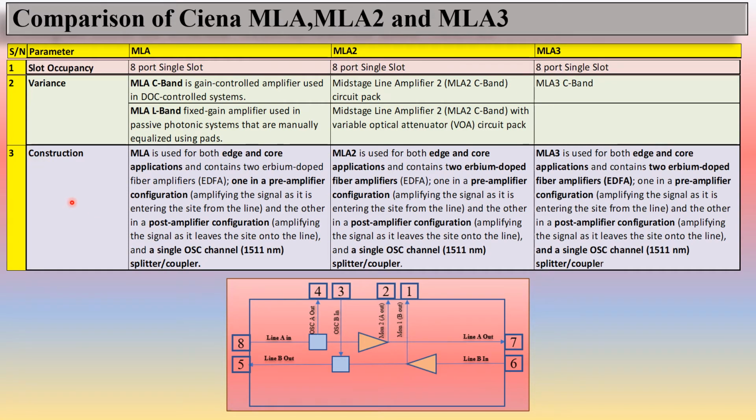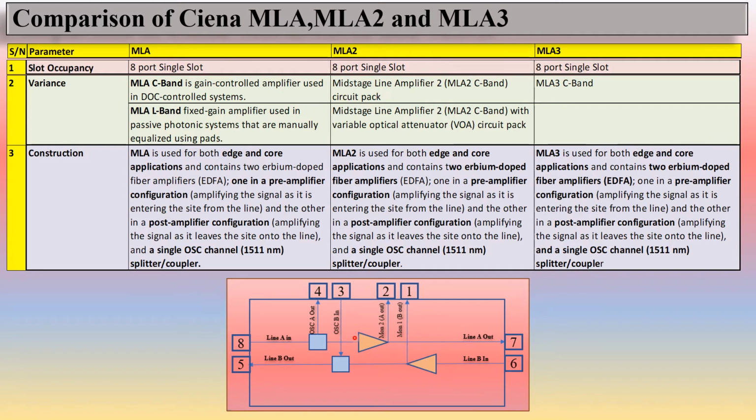So this is the construction. MLA is used for both edge and core applications. MLA2 is also used for both edge and core applications. MLA3 is also used for both edge and core applications. The construction of these MLA, MLA2 and MLA3 is very similar, so you just need to read one. The MLA is used for both edge and core applications and contains two erbium doped fiber amplifiers.